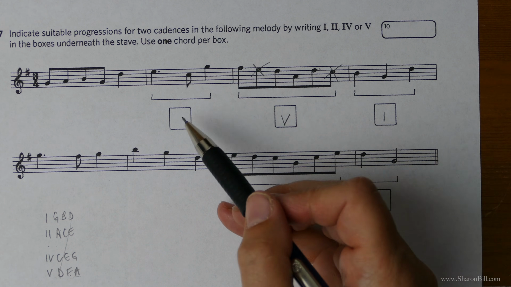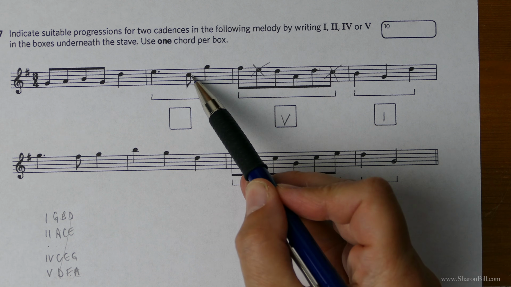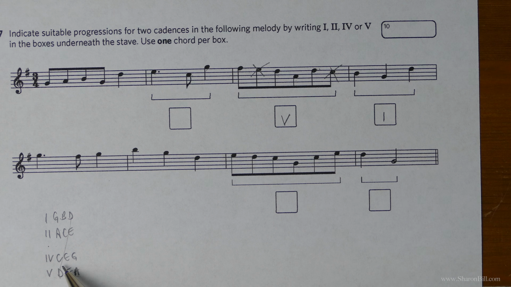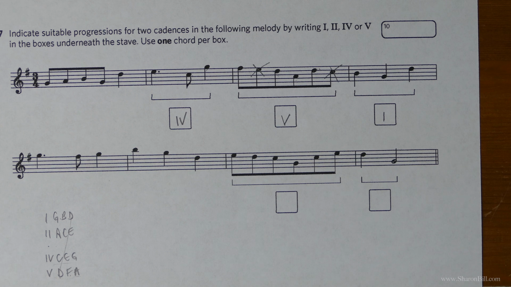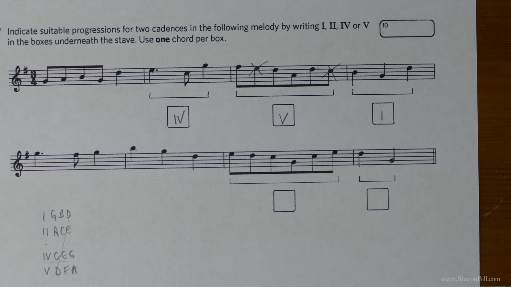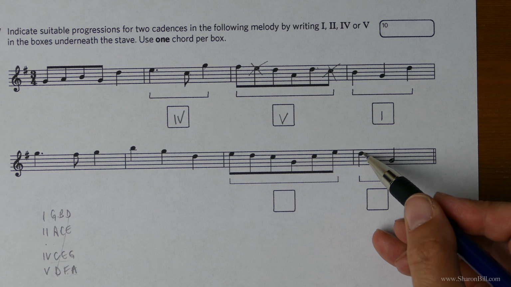And now we just need to find out what's preceding that cadence. So we've got an E, a C and a G. Chord 4, C, E, G is the answer to that one. There's no other option there. Let's look at the last cadence point. So we'll begin with the ending point. We've got a G and a D.